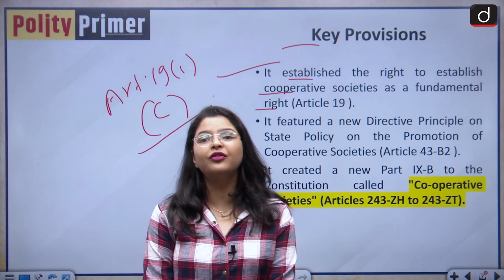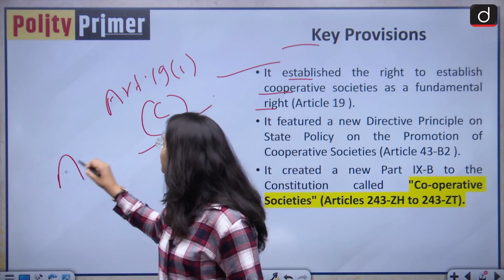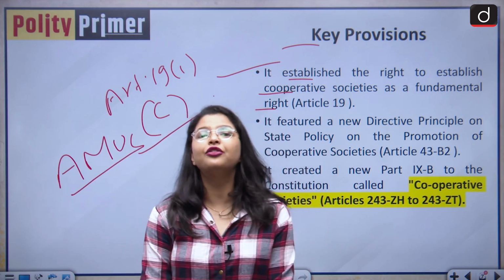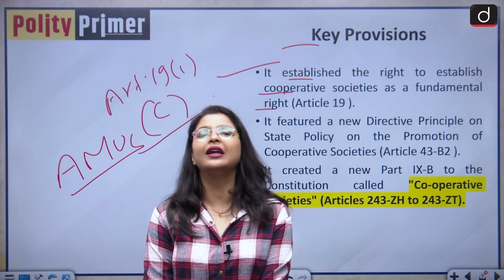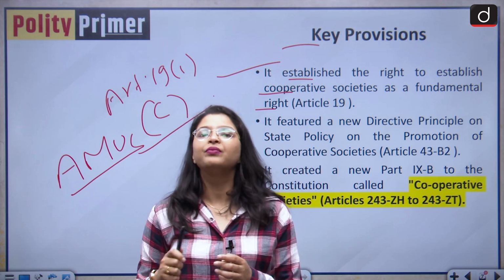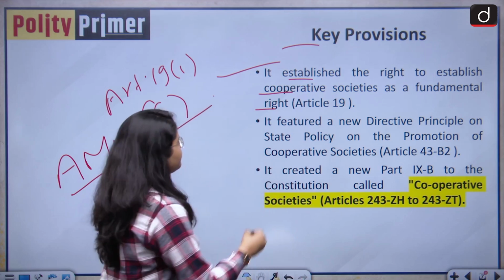And if you talk about a very successful cooperative society in India, Amul is a very famous and successful cooperative society in India. So basically they are working together as an entity to fulfill their social, economic or other such purposes.